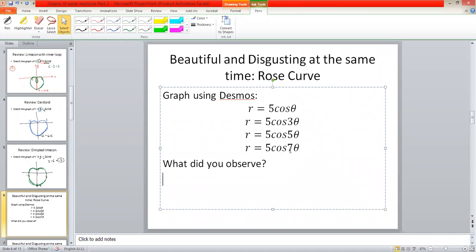Basically, the number in front of theta is odd. Odd and even will look slightly different, but first of all, we'll look at the numbers when it's odd. I'm going to, wow, 25 people today. I'm really happy to see you all. Okay, sharing the screen with Desmos.